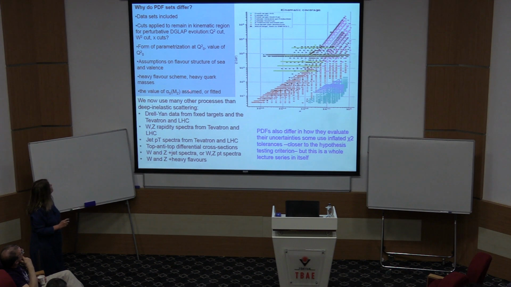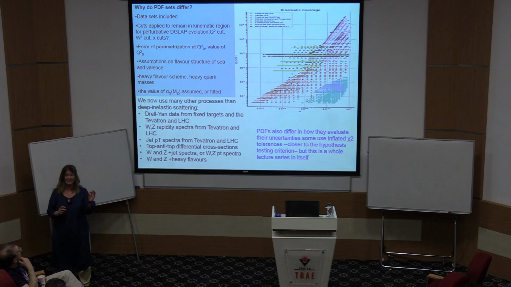Because alpha S, again, is not known perfectly by God. It has to be measured, right? We think it's around about 0.118 plus or minus 0.001, roughly speaking, but we don't know what it is exactly.